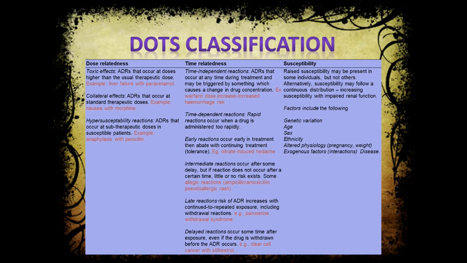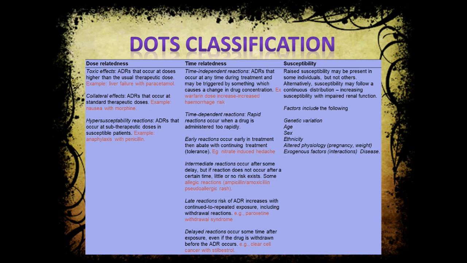So the first one is early reaction, which occurs early in treatment and then abates or slows down with continued treatment. So initially when nitrates like glyceryl trinitrate or isosorbide trinitrate are introduced to patients, they will initially cause headache, but slowly this effect will abate. That means it's basically talking about tolerance only: your body is getting adjusted or accustomed to the effect of those drugs. So this is known as tolerance.